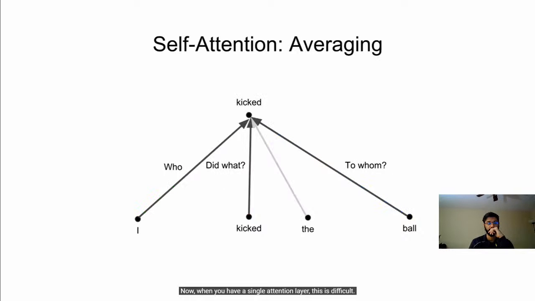Now, when you have a single attention layer, this is difficult because it's just a convex combination and you have the same linear transformation everywhere. All that's available to you is just mixing proportions. So you can't pick out different pieces of information from different places.